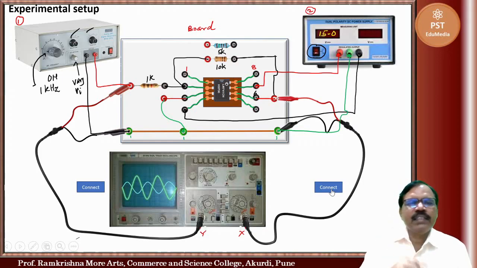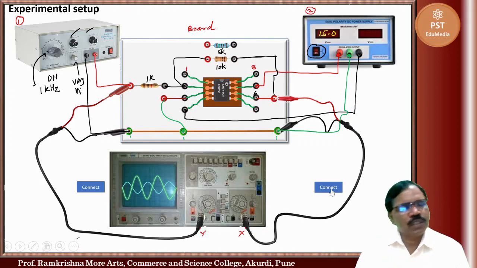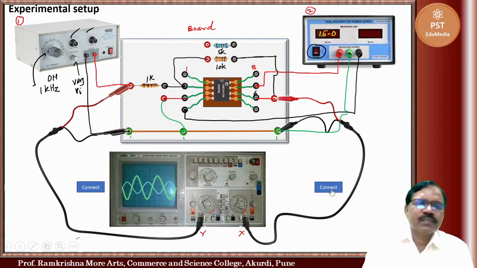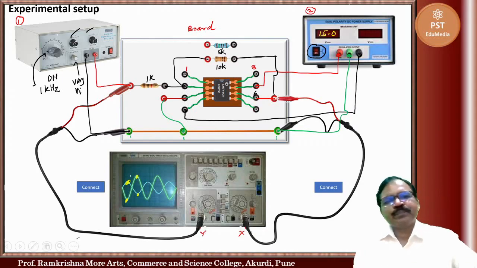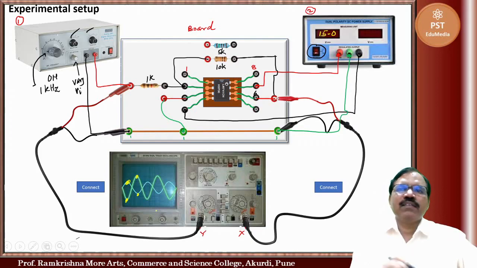Now if we see the signals carefully, both are sine waves, but when we look here, they are inverted. So for positive of input we have negative of output, and for negative of input we have positive of output. So the signal is inverted.